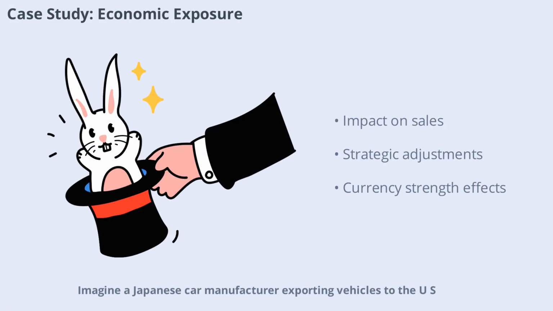Imagine a Japanese car manufacturer exporting vehicles to the US. If the yen strengthens against the dollar, Japanese cars become more expensive for American buyers, potentially reducing sales. The company might respond by sourcing parts from the US or adjusting prices to maintain competitiveness. This example shows how economic exposure can influence strategic decisions.